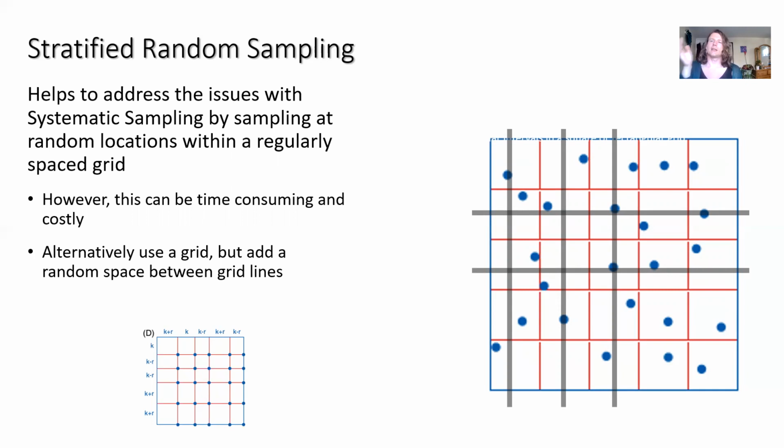However, this goes back to one of the main issues with random sampling, that it's time-consuming and costly. Alternatively, another form of stratified random sampling is you can rely on the grid method as in figure D on the bottom left, but you can space the grids at random intervals instead. It's essentially doing the same thing.